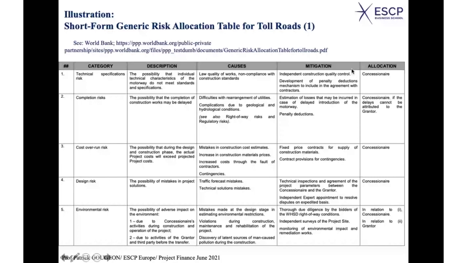Development of penalty deduction mechanisms to include in the agreement with contractors. Okay, so in this case, you transfer part of the risk to the contractors by imposing a penalty if there are some problems at this level. That's the way you can mitigate the risk, by transferring the risk to the contractors, indicating that they would have a penalty if there is a problem on that side. And you are indeed in charge of this risk. I mean, the concessionaire, who is the project company.